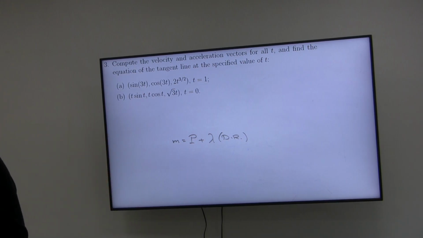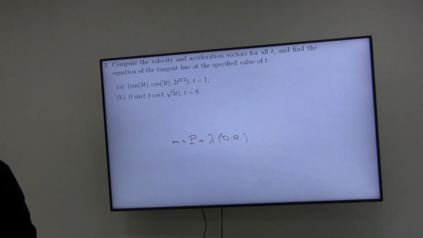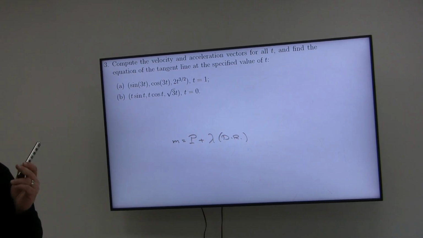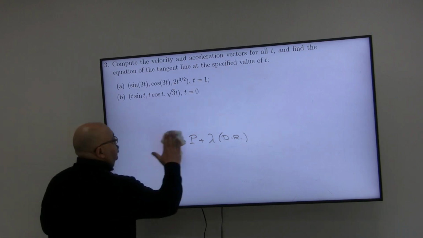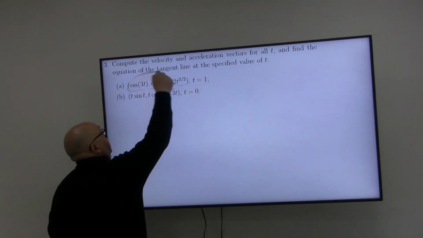So if I want to get the equation of a tangent line, and that's a repeated question in exams, I will have to get the point, which is from R. I will have to get the first derivative, which is the vector. And then substitute in this equation. So let's try to do this with those problems. I will start with this one.